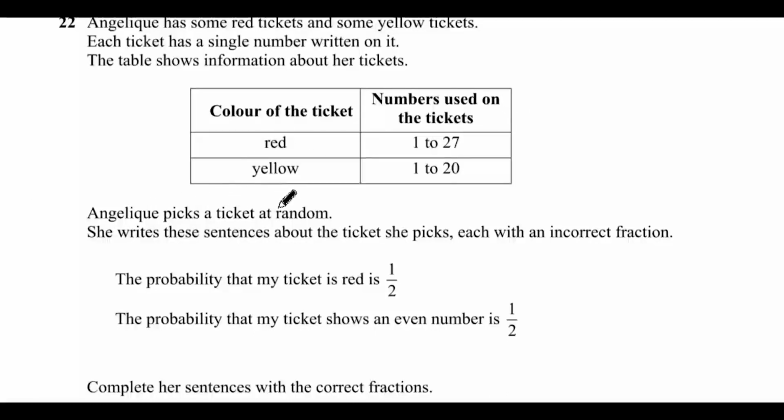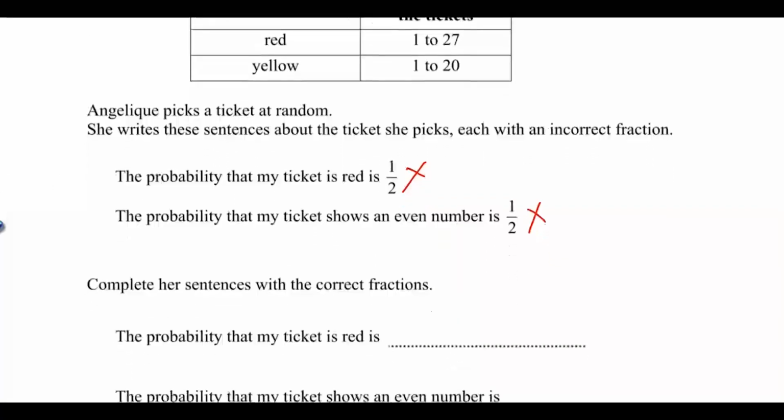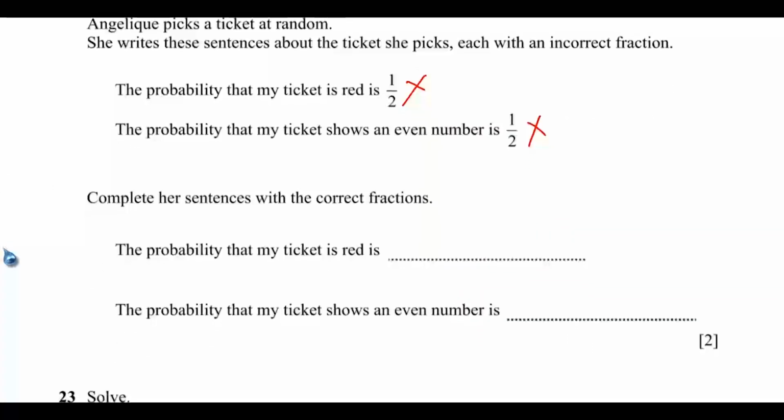Angelique picks a ticket at random. She writes these sentences about the ticket she picks, each with an incorrect fraction. The probability that my ticket is red is 1/2, which is incorrect. The probability that my ticket shows an even number is 1/2, which is also incorrect. So complete the sentences with the correct fractions.